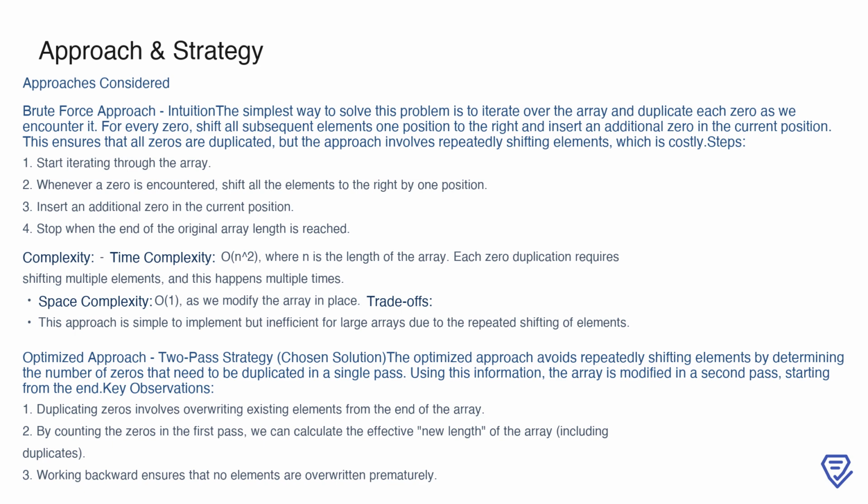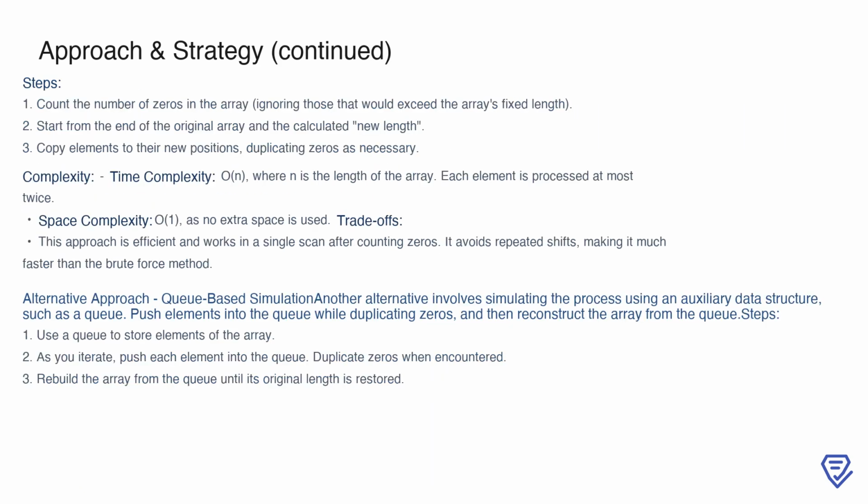While simple to implement, this approach struggles with efficiency, especially for larger input sizes, due to the repeated shifting of elements. To address the inefficiency of the brute force method, we use a more optimized solution called the two-pass strategy. This approach avoids repeated shifts by first determining the number of zeros that need to be duplicated using a single pass through the array.